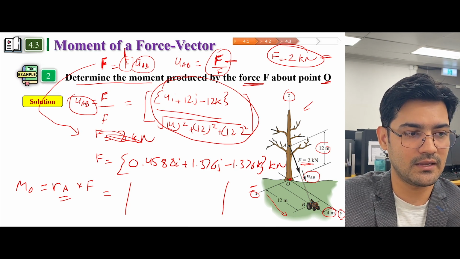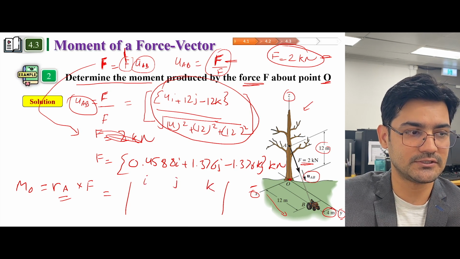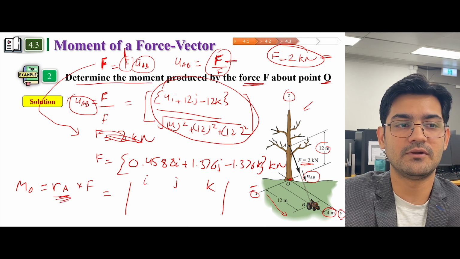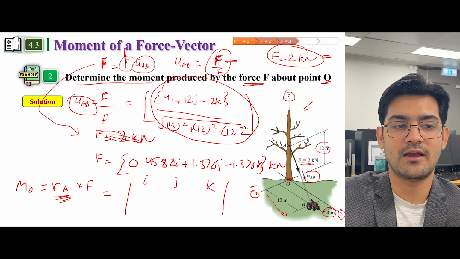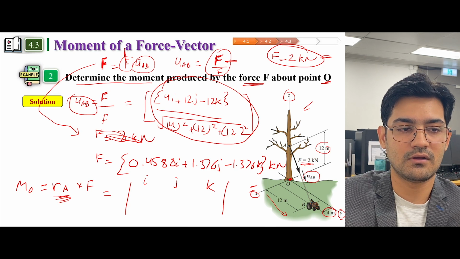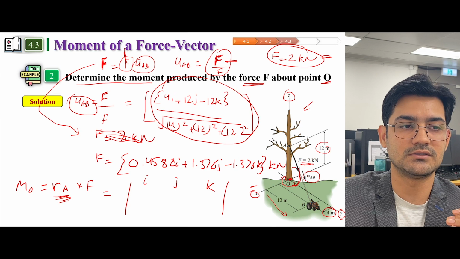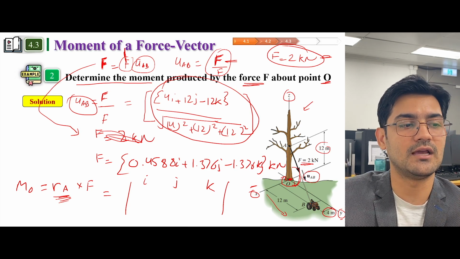So RA would be IJK. Let's just put this first. Now what is RA? RA, because we have to calculate the moment at point O. If you look closely, you have two moments that are being produced. One is along this direction, one is along this direction, and there's another one along the y-axis, but that's zero because the force is passing through the line of action of force.